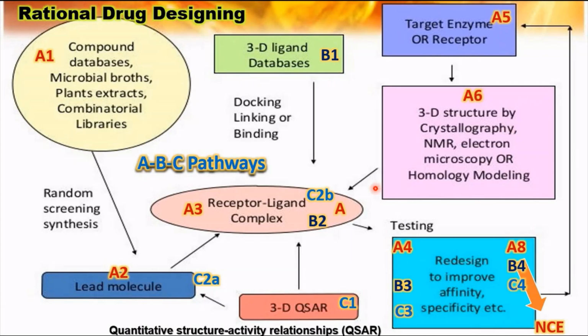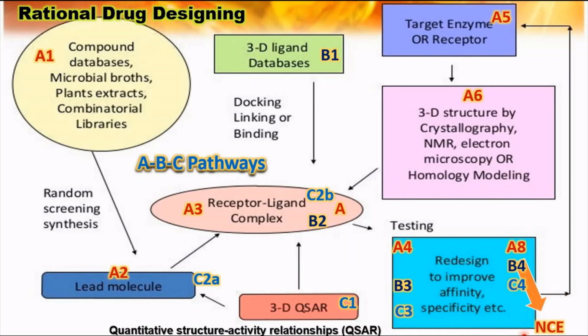Let us start with B1 here. This is the second pathway. You're starting with a 3D ligand database. We have a database where drug-like molecules are there. You directly do docking, and if it is forming a complex, then you redesign, improve, and produce the new chemical entity.